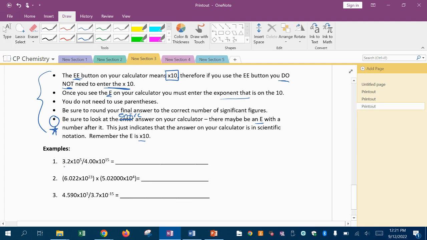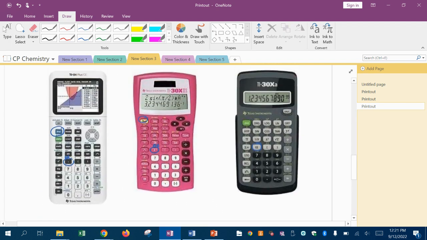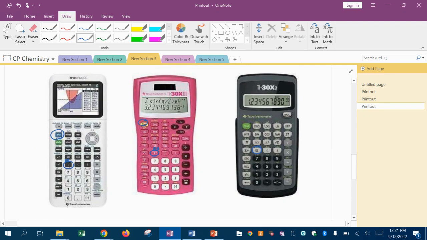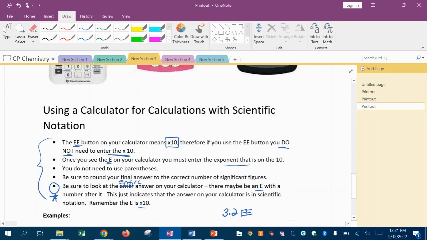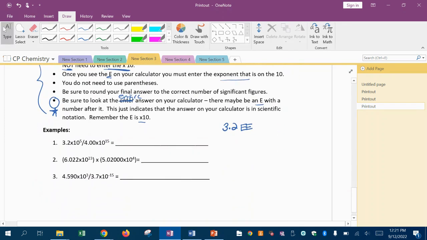So first thing we're going to do is in our calculator, we're going to type in 3.2 and then you're going to find that E button. Okay, so that EE button, find that on your calculator. If you're using a graphing calculator, you're going to hit second, comma, or if you're using this pink calculator, second, X button above the 7. Or if you're over here, you're just going to hit the EE button. Enter it right now, do it along with me. So we're going to have 3.2 and then our EE.